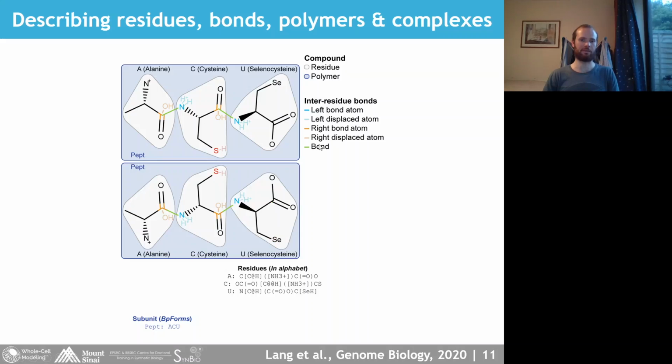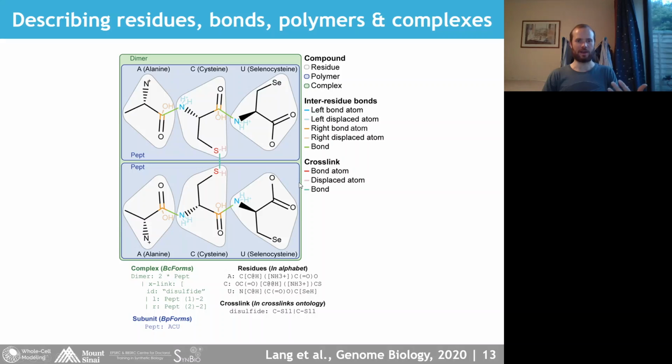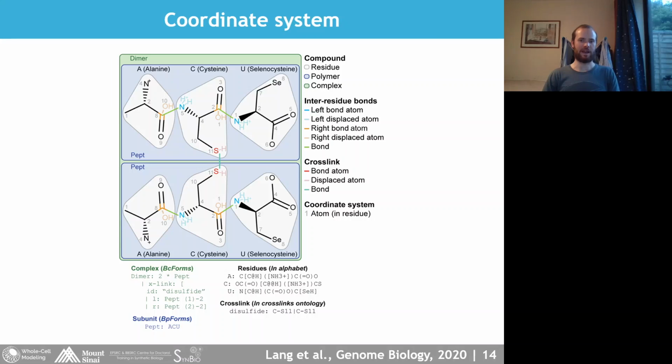We can have multiple peptides, and peptides can have residues like cysteine that can form crosslinks. And in order to describe the crosslinks, again, we need to describe the bond atom and the displaced atom. So here we have now a dimer, and it's important to note that within this dimer, every atom has its unique coordinate. There's the atom coordinate in a residue, then there's the residue coordinate in a sequence, and there's the subunit coordinate in a complex.